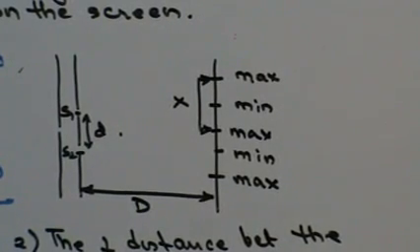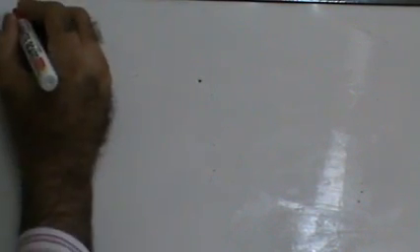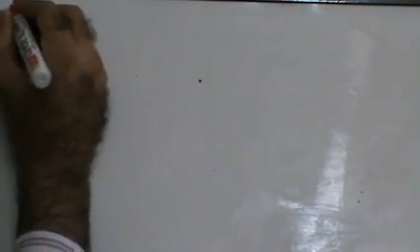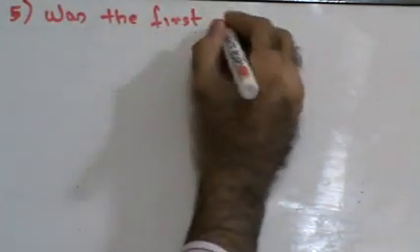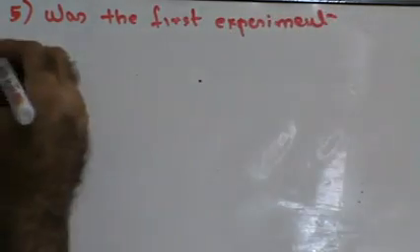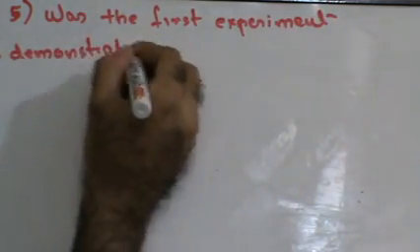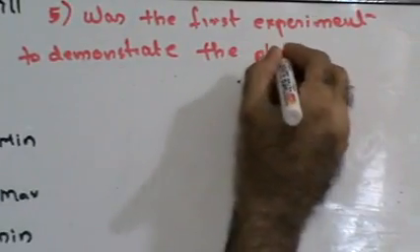Next. What is the importance of this? This was the first experiment that demonstrated the phenomenon of interference of light. So, fourth, fifth, it was the first experiment to demonstrate the phenomenon of interference.